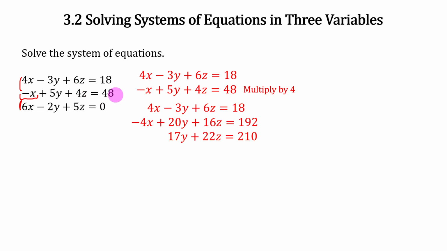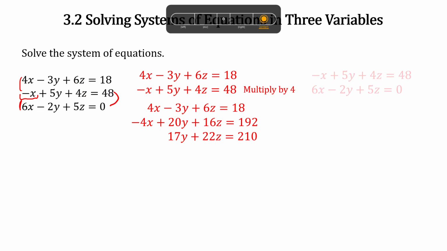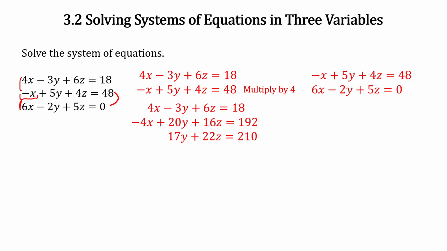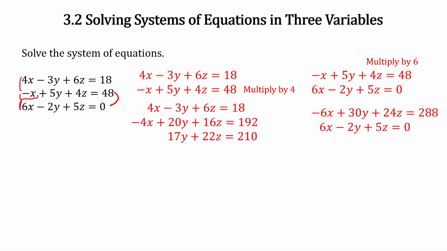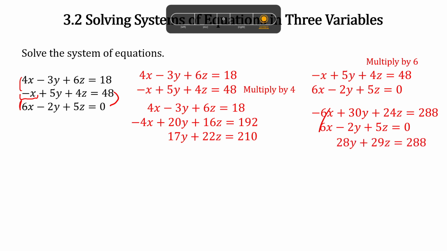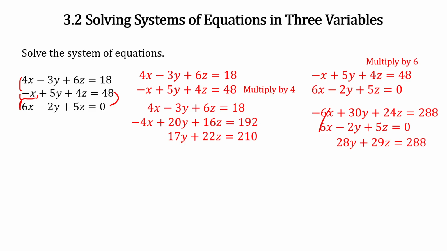So now I'm going to take these two. Looks like I'll be multiplying the top by 6. And then when I subtract them, these will cancel out. 28y plus 29z equals 288. So we set those two.